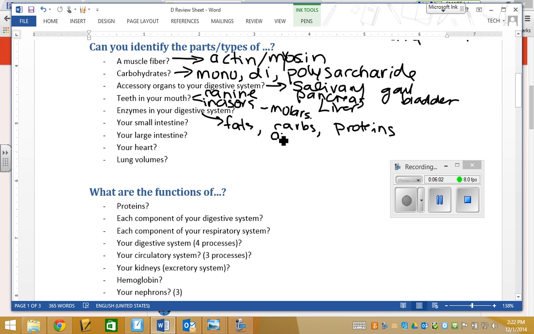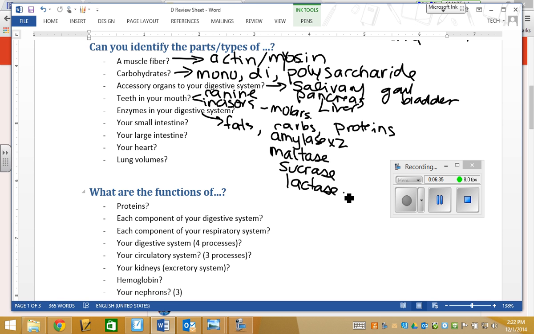what just happened here? There is amylase in two spots, in your mouth from your salivary glands, and your pancreas also makes amylase. Then you have things like maltase, sucrase, and lactase. So as an example, those are the enzymes that break down carbohydrates. Amylase in your mouth, maltase, sucrase, lactase, and amylase in your small intestine.